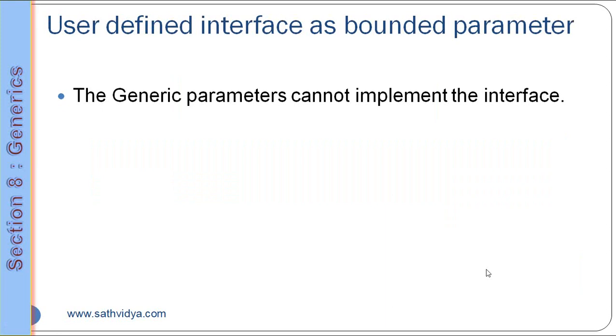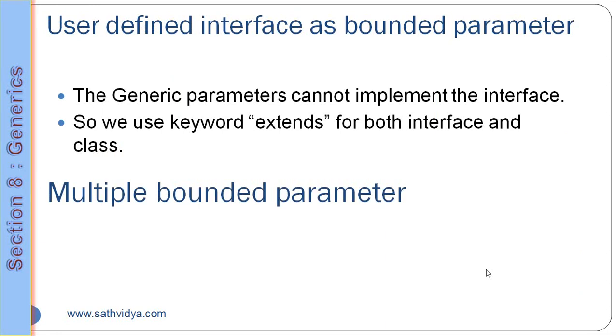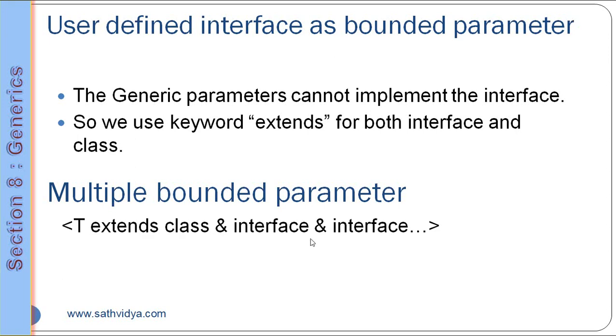So that's why we don't use the keyword implements, but we can still use the keyword extends, and we can say that we are going to use this interface for this particular type. We also can use multi-bounded parameters, and if you are using them you can separate those with the interfaces using the and symbol. If you have a class in it then you have to put the class at the front. One generic type can extend only one class but many interfaces.